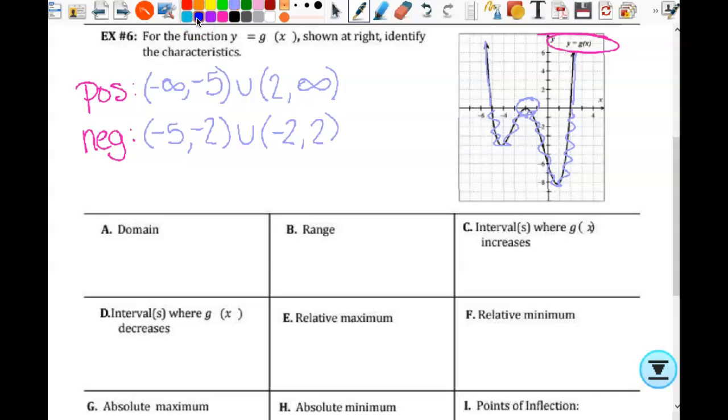So my domain of this function, what is it? All real numbers, which we write as -infinity to infinity. My range, what's the smallest y value we have?